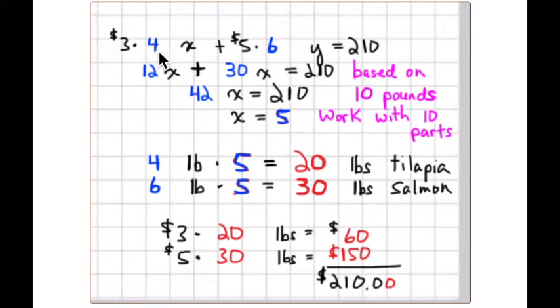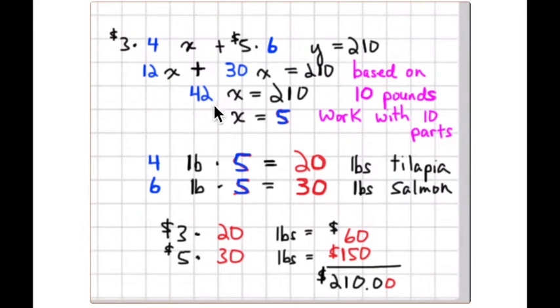So 4/10 of 10 pounds is 4 pounds. 6/10 of 10 pounds is 6 pounds. So I'm going to spend $12 for these 4 pounds, and I'm going to spend $30 for these 6 pounds. So now I'm going to spend 10 times as much money as I spent for a single pound, which makes sense. So now I'm working with 10 pounds. I'm buying 10 times as much fish. So that's going to cost me 10 times as much money, or $42.